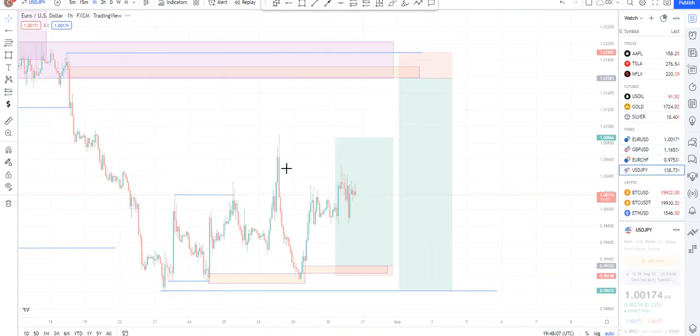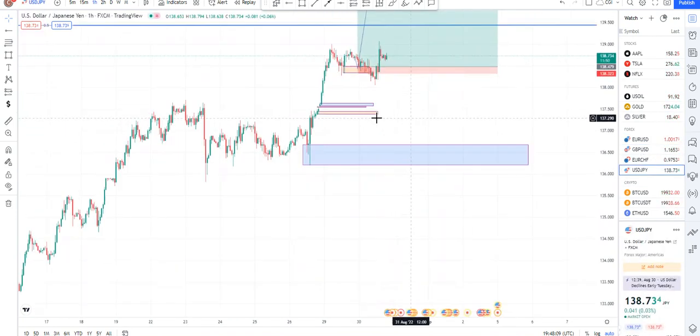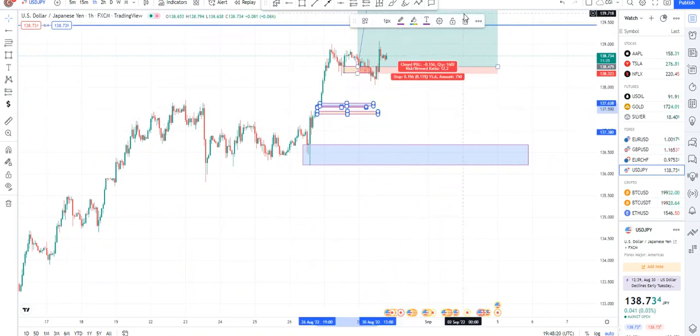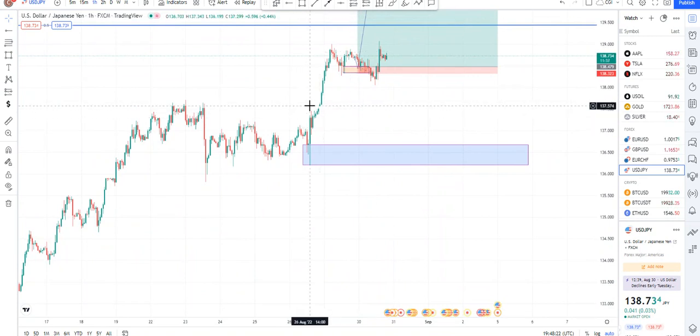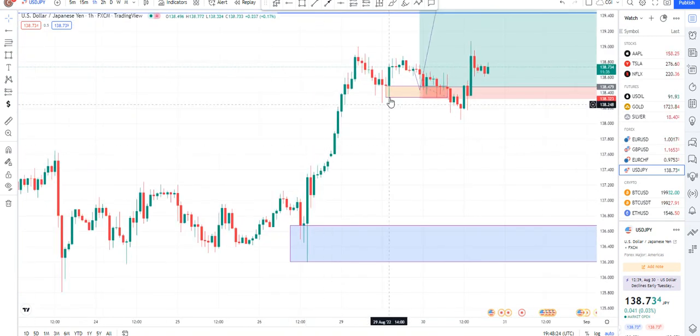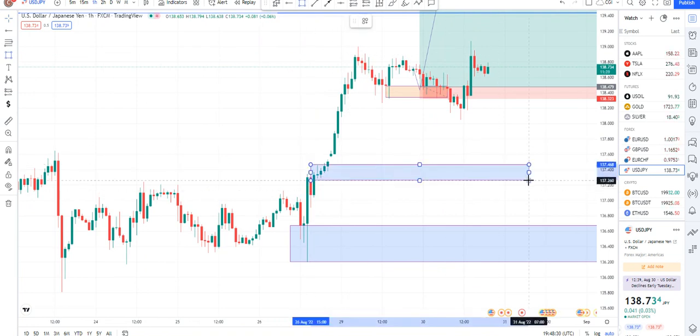Then we checked USD JPY. I was saying that I would be more comfortable if it came down to these areas. This thing is looking somehow, so I'm going to delete it. Let's not confuse ourselves. I'm just going to refine it to just one zone. I'm just going to put it like this.